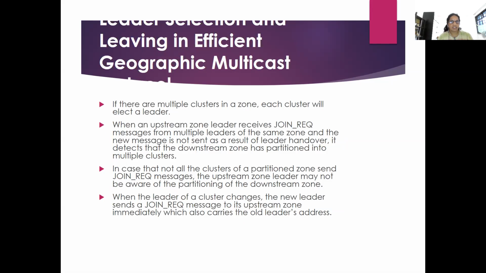If there are multiple clusters in a zone, each cluster will elect a leader. EGMP handles the zone partitioning problem as follows. When an upstream zone leader receives join request messages from multiple leaders of the same zone, and the new message is not sent as a result of a leader handover, it can detect that the downstream zone has partitioned into multiple clusters. In case not all the clusters of a partitioned zone send join request messages, the upstream zone leader may not be aware of the partitioning of the downstream zone.